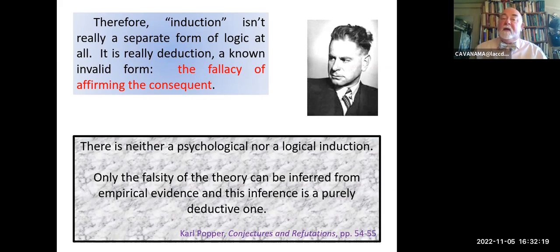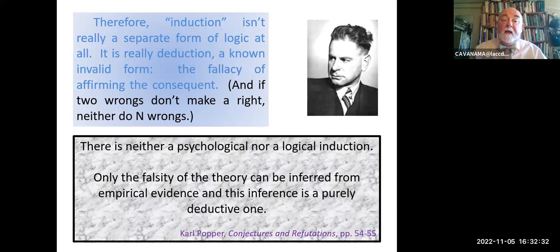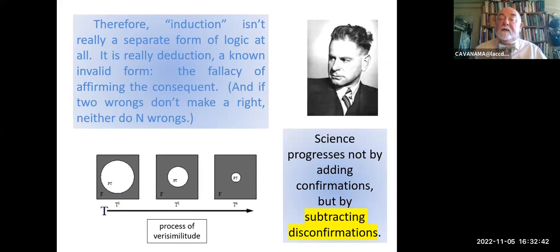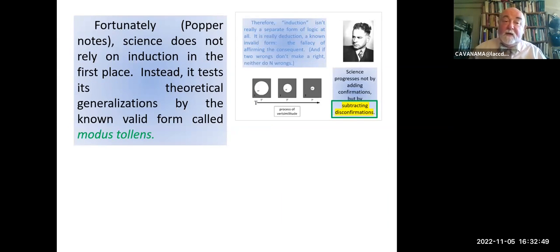It's really deduction, a known invalid form, the fallacy of affirming the consequent. There is neither a psychological nor a logical induction. We only infer the falsity of a theory, never the truth of it. If two wrongs don't make a right, neither do n wrongs. If it's wrong to affirm the consequent once, then it's wrong twice. It's wrong n times, whatever number you have. Science progresses not by adding confirmations, but by subtracting disconfirmations.